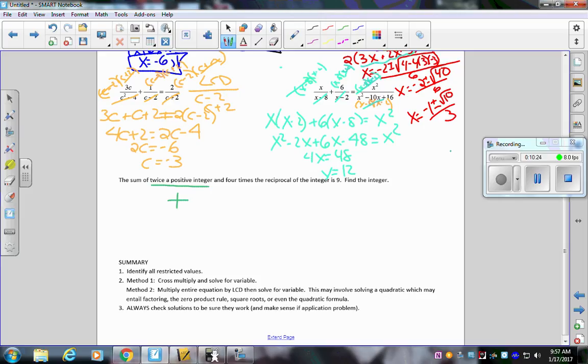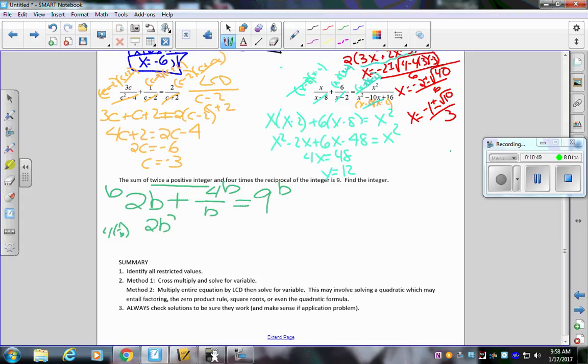Twice a positive integer, so 2b or 2a, I don't care what letter you use. 4 times the reciprocal. So 4 times the reciprocal is 4 times 1 over b, or just 4 over b, is 9. Is your equal sign. All right, so we can go ahead and solve this. Multiply everything by b.